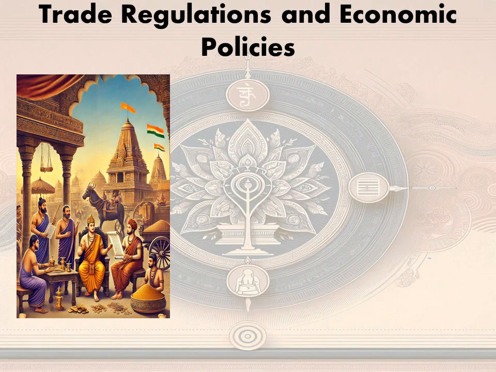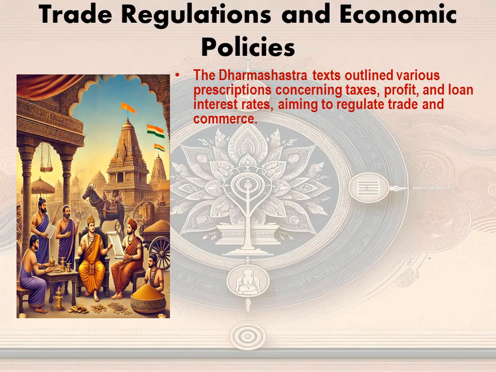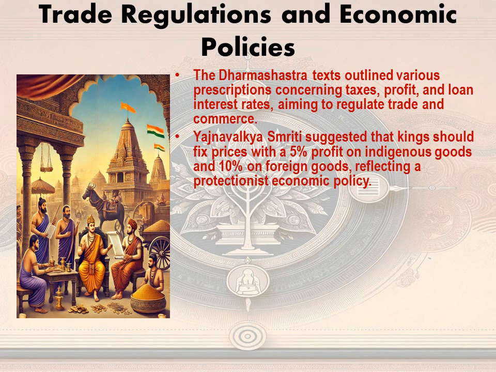Now, trade regulations and economic policies. What were the trade regulations and what were the major economic policies? The Dharma Shastra texts outlined various prescriptions concerning taxes, profit, and loan interest rates, aiming to regulate trade and commerce. So, these texts outlined various protocols concerning taxes, profit, and loan interest rates, which were to be followed by the traders, and thus there was an aim to regulate the trading and commercial activities in the region.